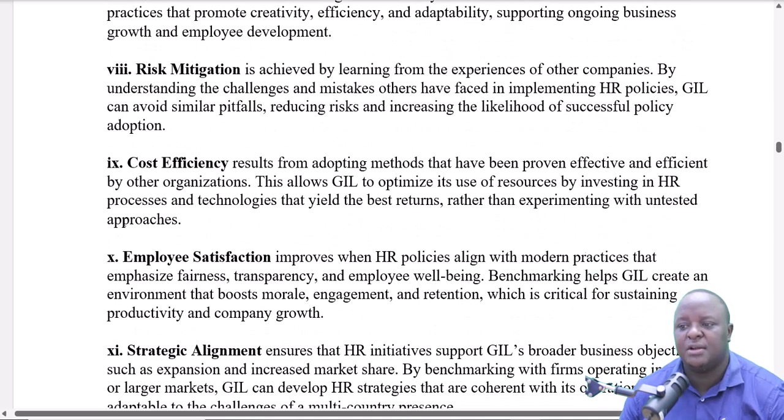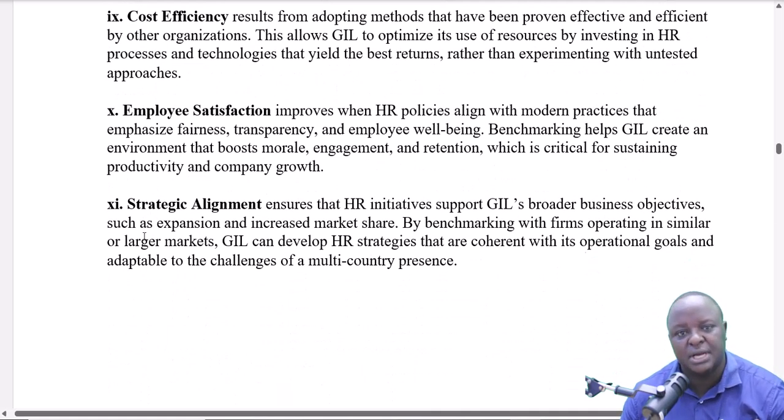Of course, we had risk mitigation as another justification. This is achieved by learning from the experiences of other companies. So by understanding the challenges and mistakes others face in implementing HR policies, GIL could also avoid similar pitfalls and reduce the risks and increase the likelihood of successful policy, which of course is what happened.